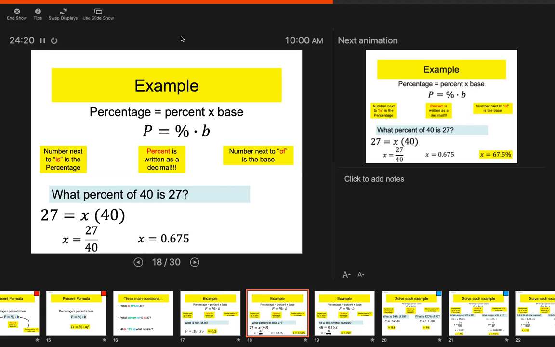Here's the only thing you got to remember. When you're solving for percent, that's not a percent, that's a decimal. We got to change it back to a percent. So this time we're going to move the decimal place to the right. So therefore the answer is 67.5%. There you go. We're going to do bunches and bunches of this.